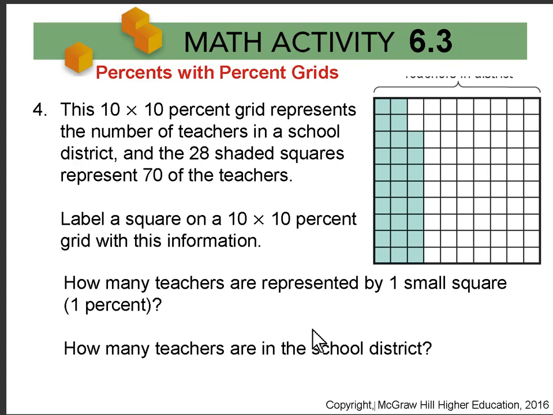In question 4, the 10 by 10% grid represents the number of teachers in a school district. And 28 of the shaded squares represents 70 of the teachers. So label your 10 by 10 grid and how many teachers are represented by one small square. If 28 squares represent 70, how many teachers per square are there? How many teachers then are in the school district?